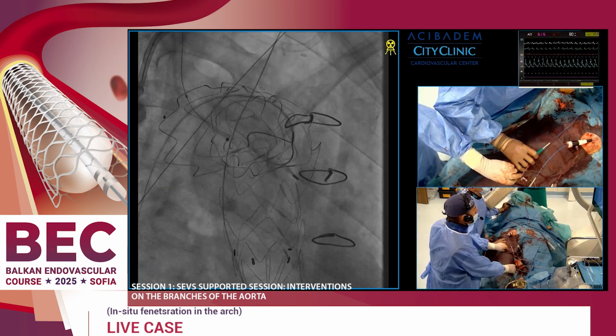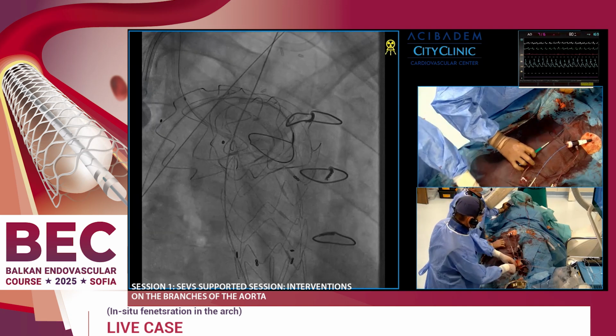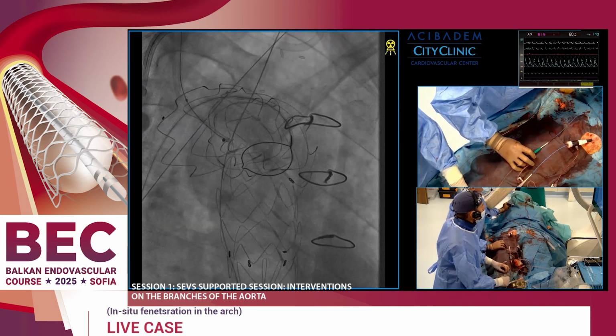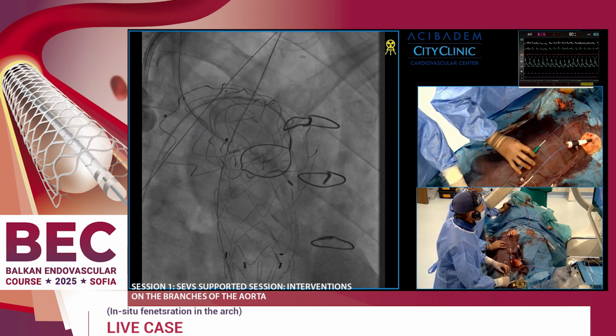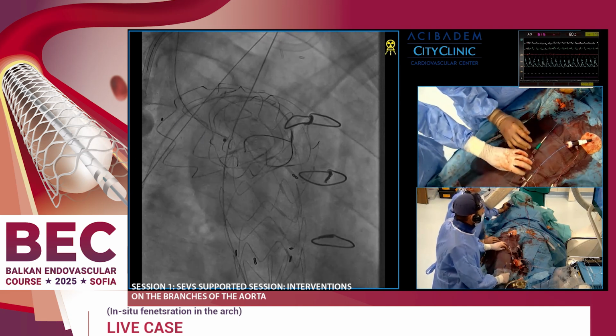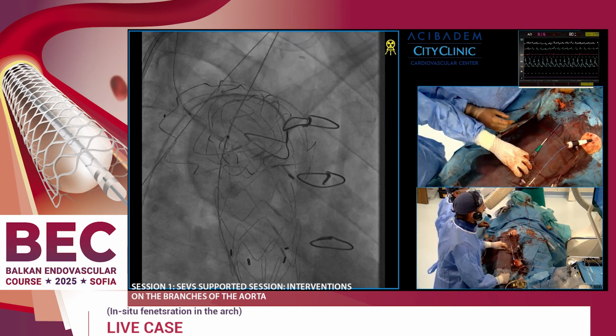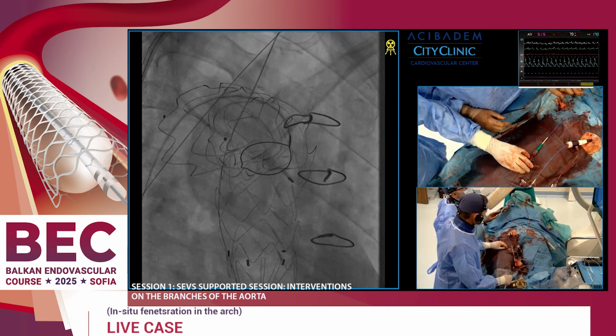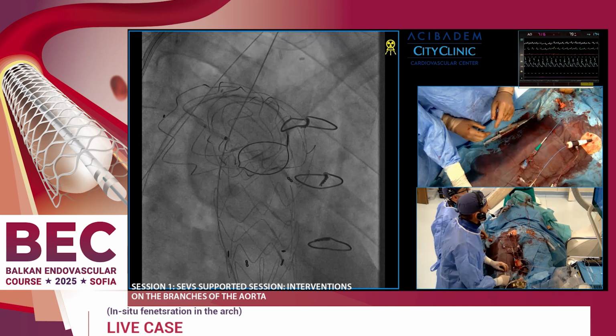Looks great. I remember, Frank, a couple of years ago, we were watching Ivo do a similar case, and he was using the chimney technique. And this is so much more elegant, isn't it? It's almost simpler, if I can use that word, because it's anatomical and it's percutaneous, which is the other remarkable thing.